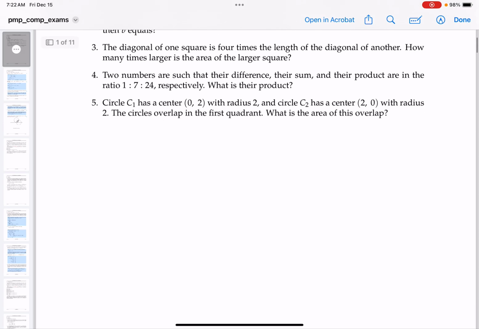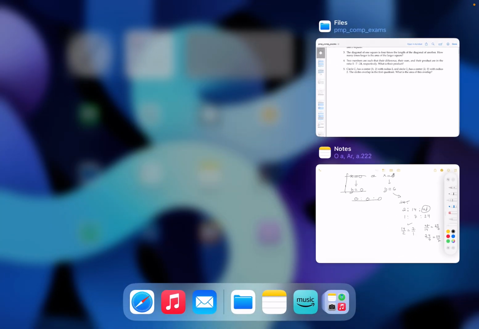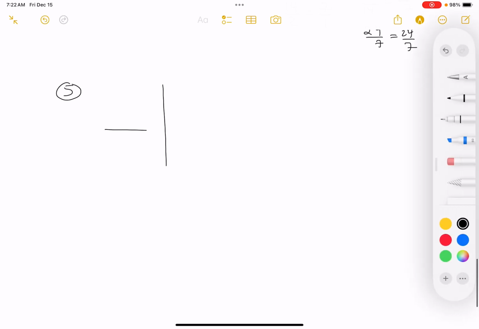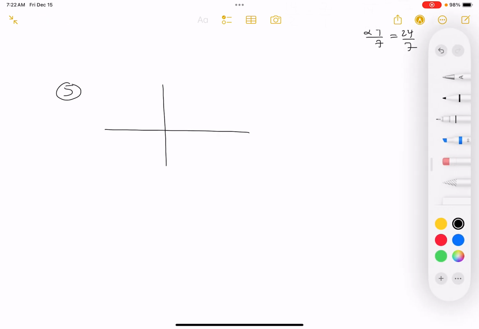So what I want to do is visualize this. Problem number 5, and we're going to visualize number 5. Going back to the original wording of the problem, we have a circle, C1, that's centered at (0, 2). So go up 2, 1, 2, that's the center, and the radius is 2. So it looks like a pretty easy circle to graph out, by the way.